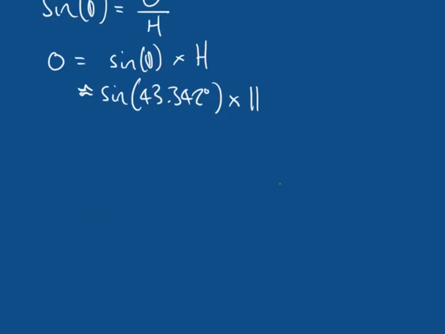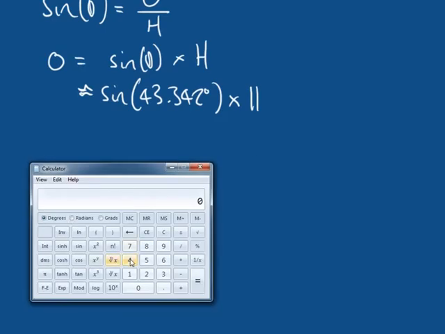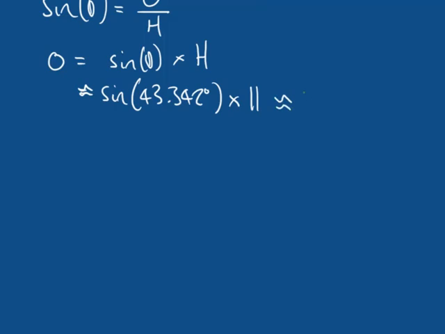So if we use a calculator to work that out, I am in degrees, so 43.342 degrees. The sine of that is 0.68 or so. And I'm going to multiply that by 11. And that tells us the length of our edge near enough is 7.550 units. So that's approximately equal to 7.550. So the length of our missing edge is 7.55. If you got a value around that, that is the correct answer.